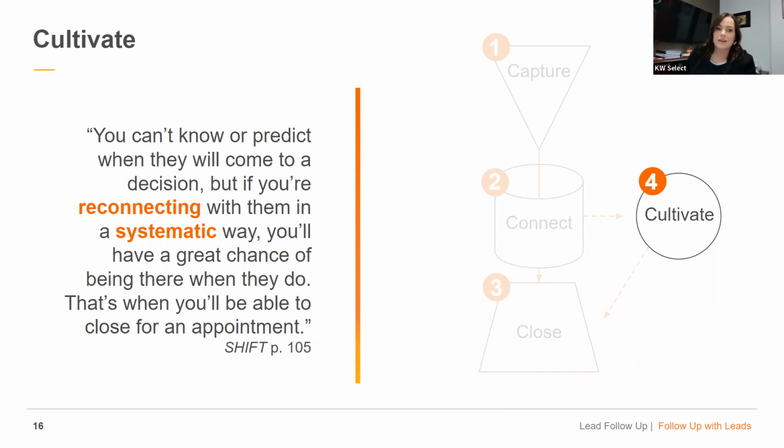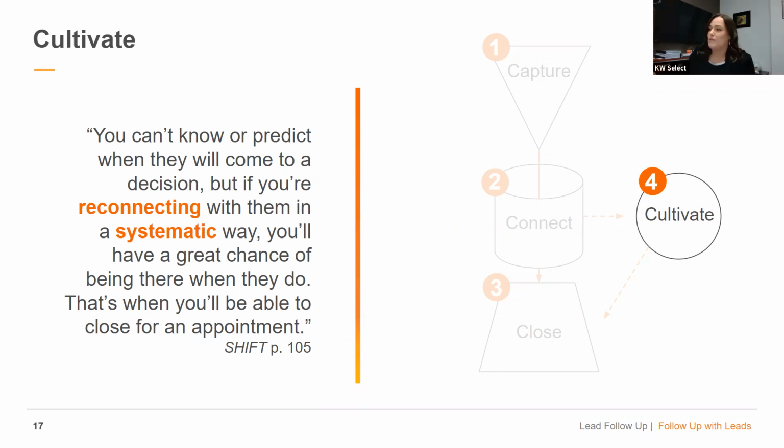Then we get into cultivate. So your goal in using the model here is obviously to go immediately from capture to connect to close. But you're going to find a percentage of people that aren't going to be ready for an appointment. The person Alex was talking to isn't ready to meet with them and look at buying houses in Nova Scotia yet. So you're not quite there to close that appointment. So you're going to want to be following up and staying in communication and cultivate that relationship.